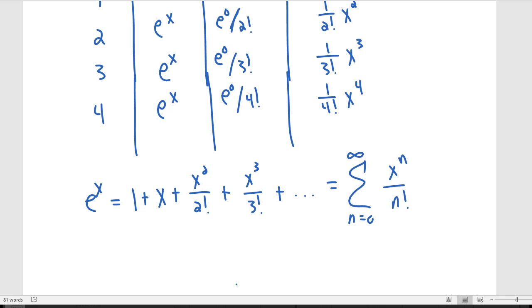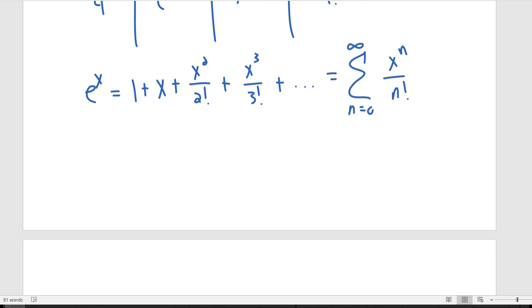Now technically, to find the interval of convergence, I would need to do the ratio test here. So let's go ahead and do that as the last part of this example. Let's find the interval of convergence.